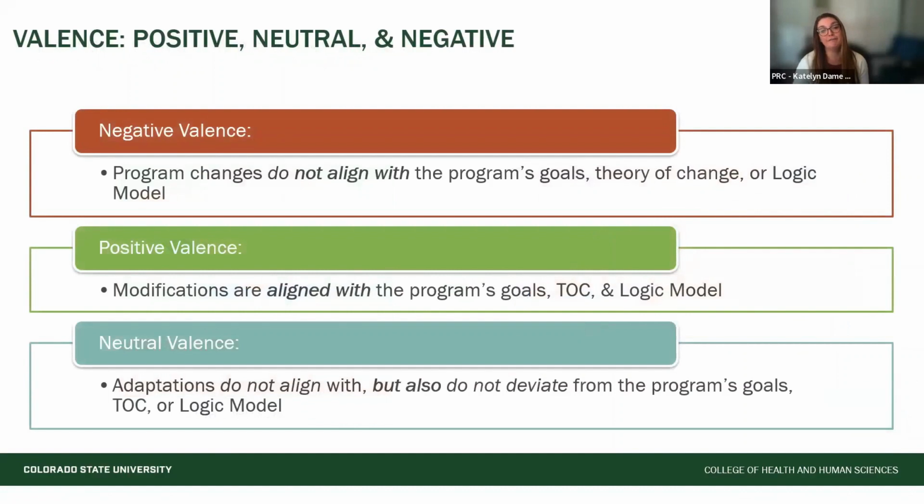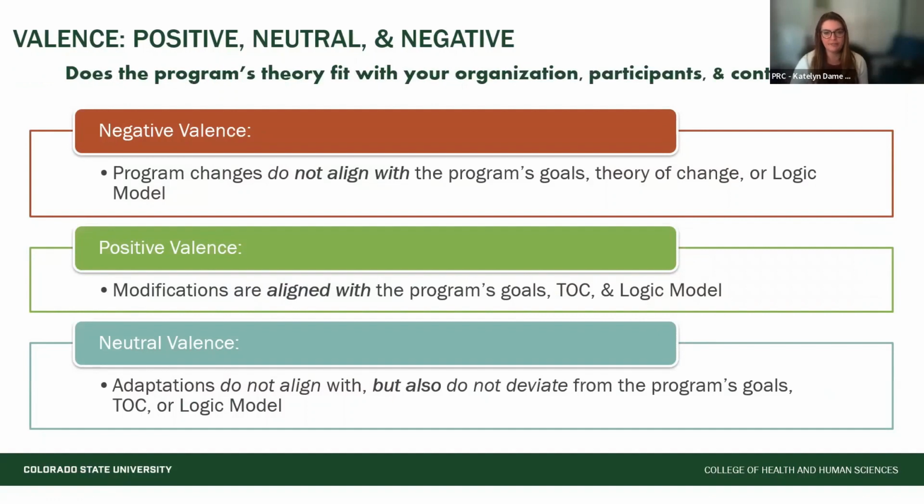And then the third and final adaptation classification for the taxonomy model is VALENCE, or more simply, does the program's theory fit with your organization, participants, and context? This concept really focuses on whether your adaptation aligns or misaligns with the program's original model and theory of change. And VALENCE can be negative, which occurs when the adaptation starts to deviate away from that program theory, and this can have harmful effects, as we'll come to discuss.